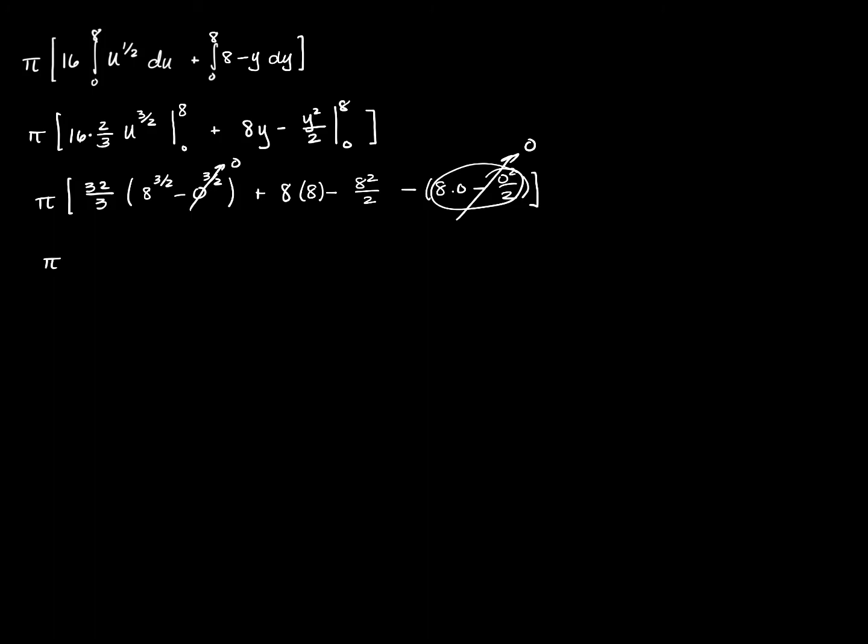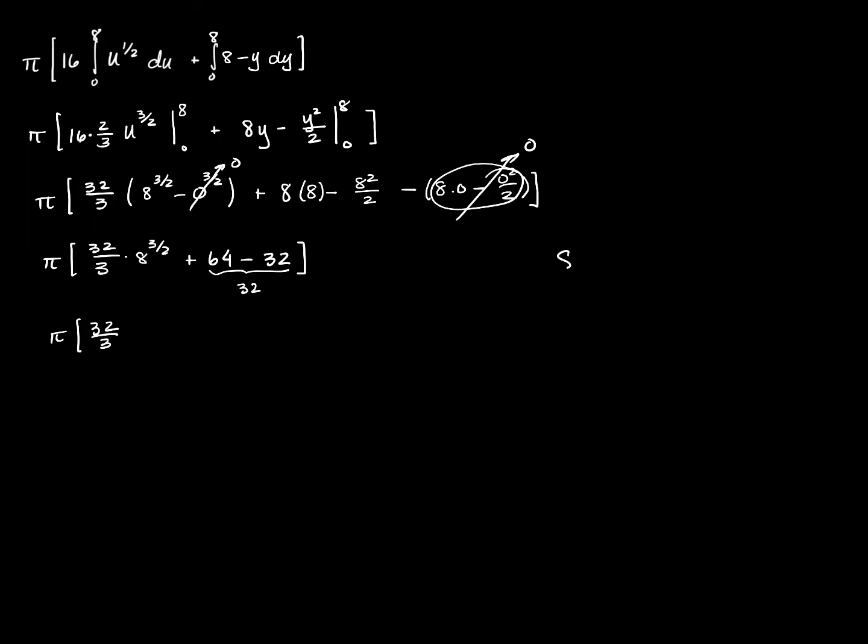I'm just going to rewrite it one more time. 32 thirds times 8 to the 3 halves minus 0, plus 8 times 8, I'll write that as 64, minus 8 squared over 2. Well, 8 squared is 64. Half of that is 32. Term by term addition here, I'm going to get 32 for those. So I have pi times 32 thirds.